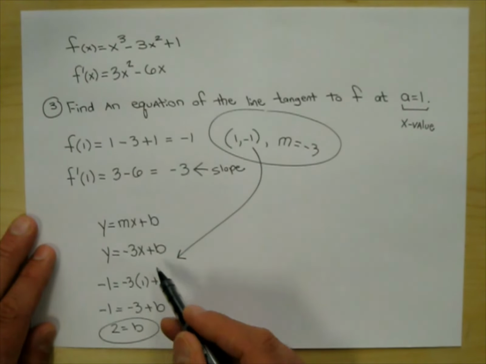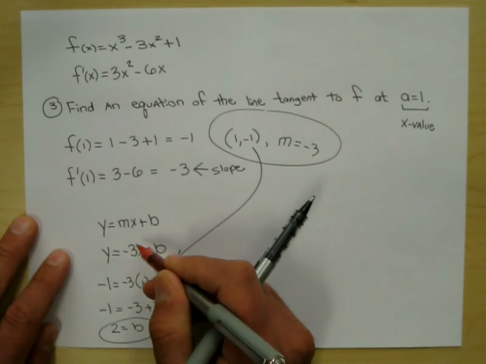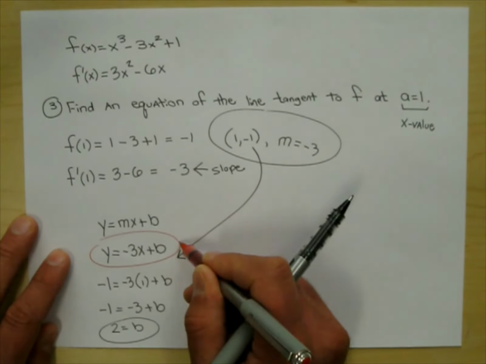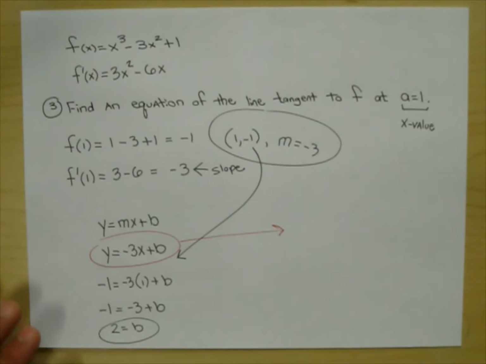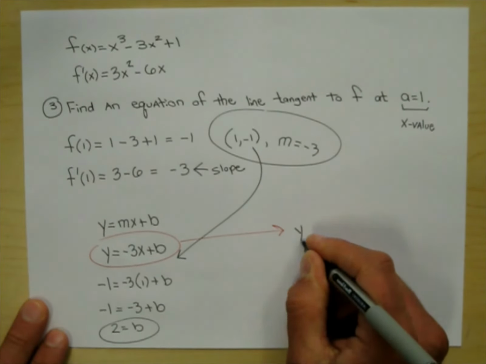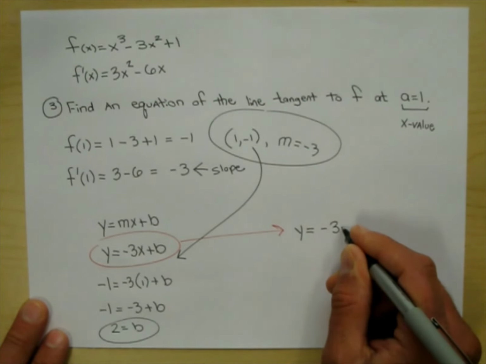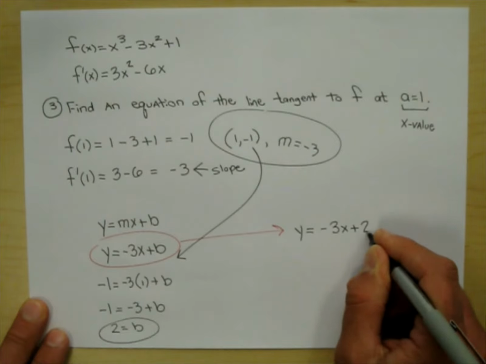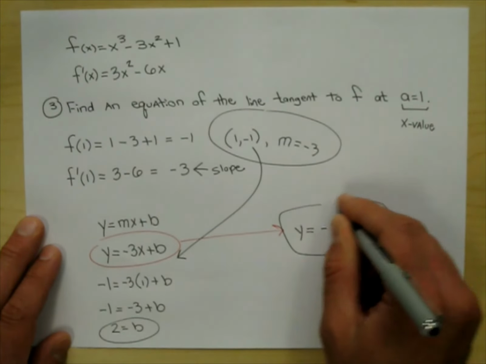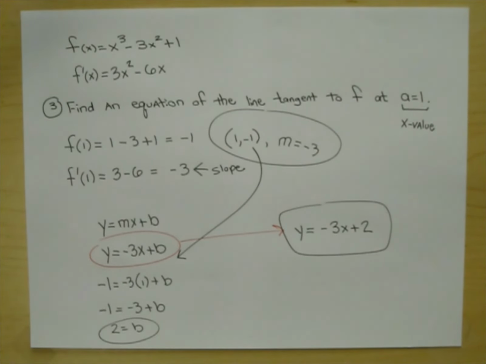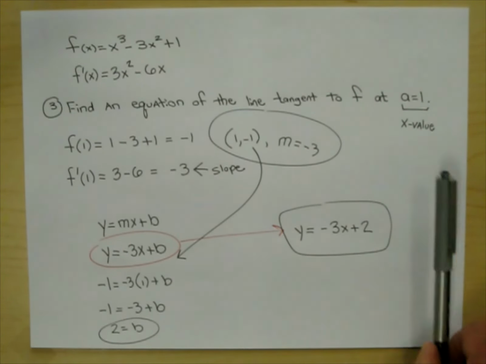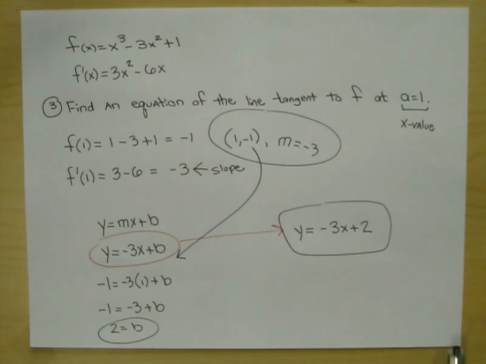So now, look, we were almost done when we had this right here. Now we know what b is, and we have y equals -3x plus 2. Find an equation of the line tangent to f at the x value, and they call it a, x value 1, and there it is. It is y equals -3x plus 2.